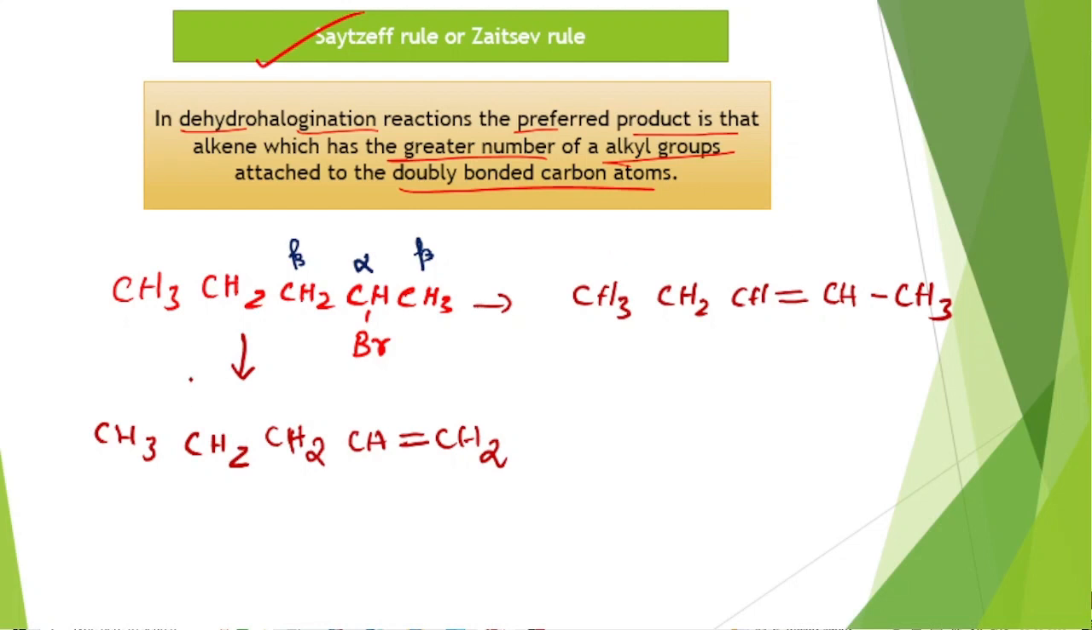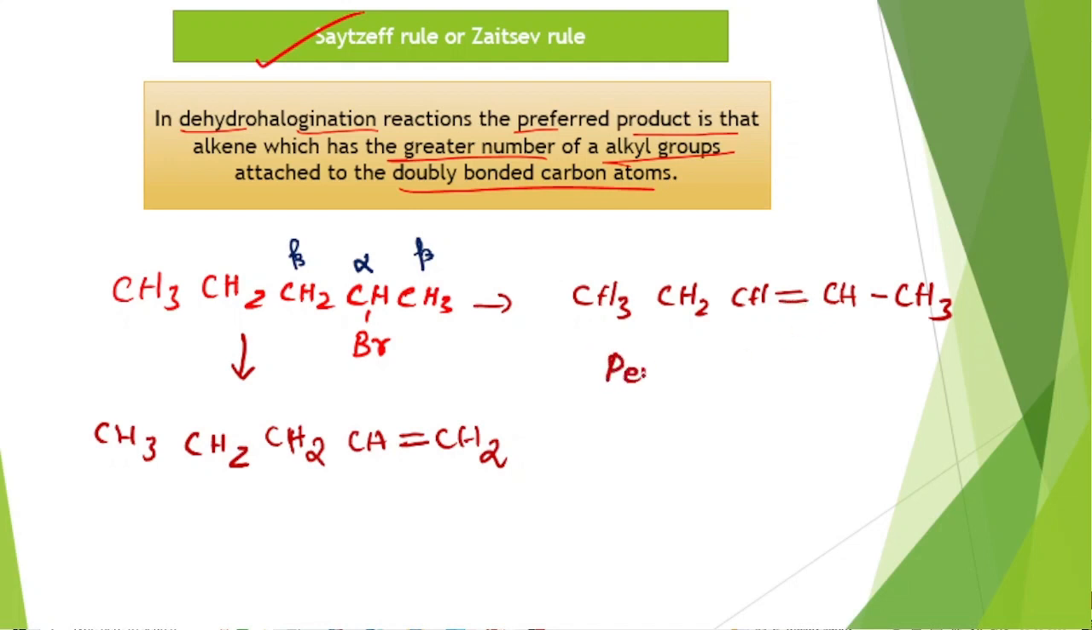If you see here, you are getting one compound and here you are getting another compound. Here if you just count 1, 2, 3, 4, 5 carbons, in the first one, at the second position, your double bond is attached.